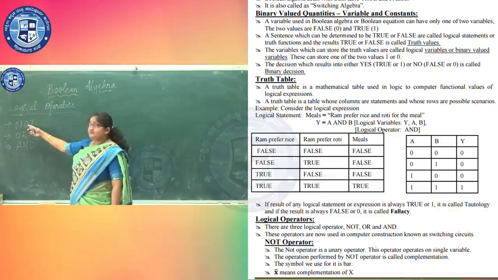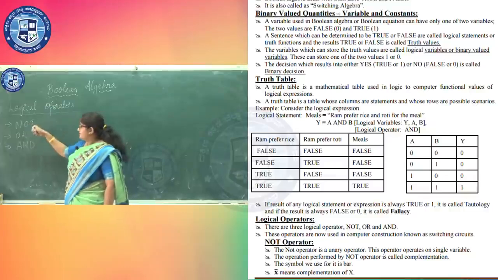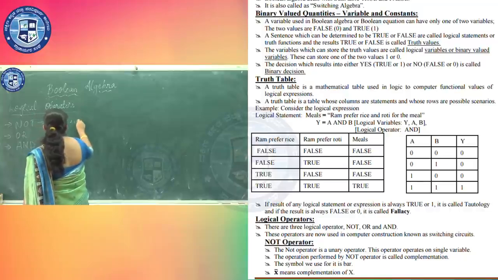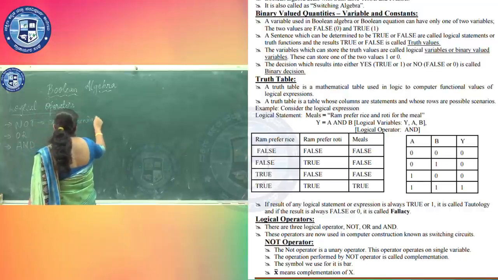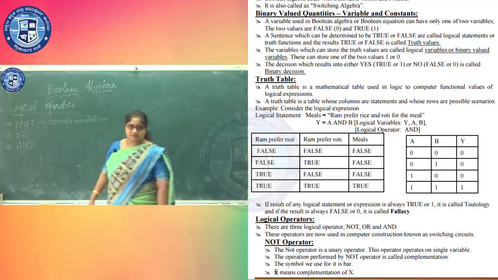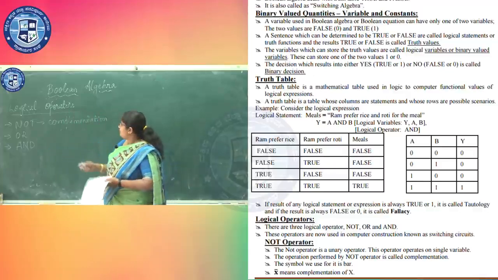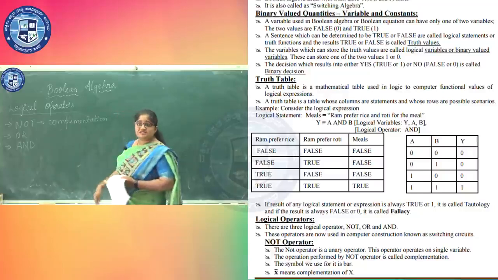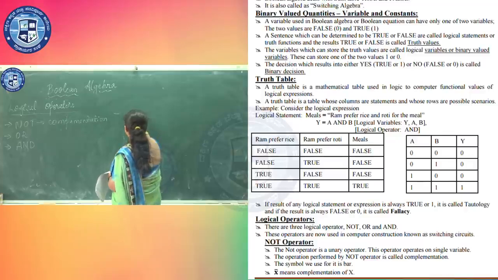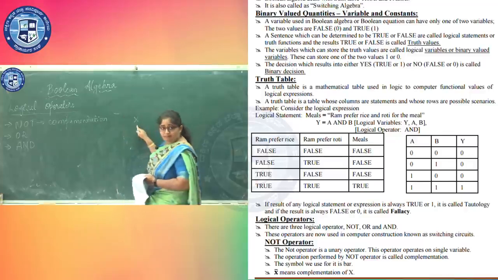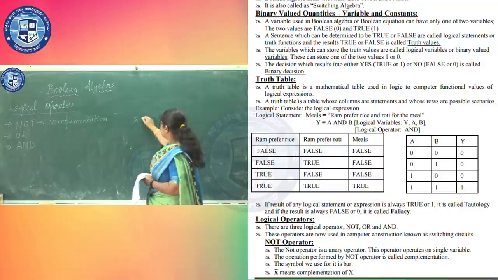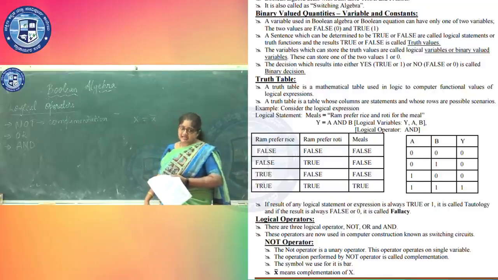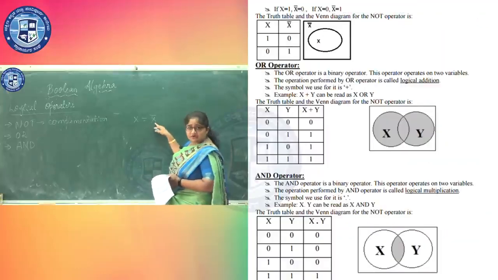The operation which is performed by the NOT operator is called complementation. So for the NOT operator we have a symbol, that is bar. We make use of the symbol bar. Suppose we have a variable x, and the complement of this value is written as x bar, or you can also call it x dash. You can have x or x dash.